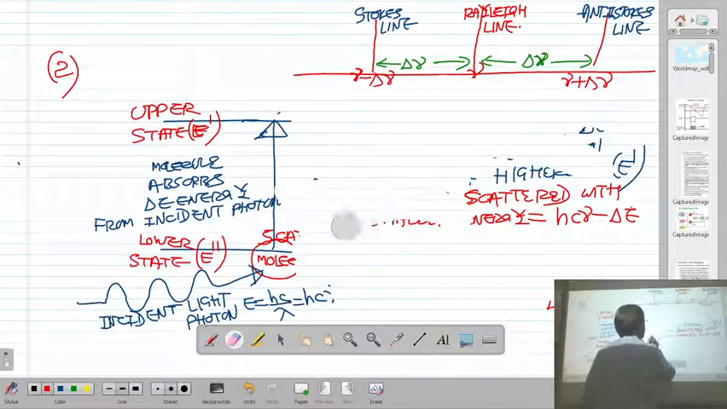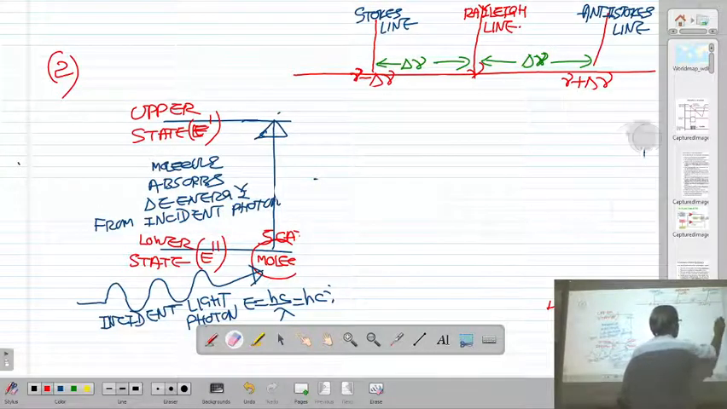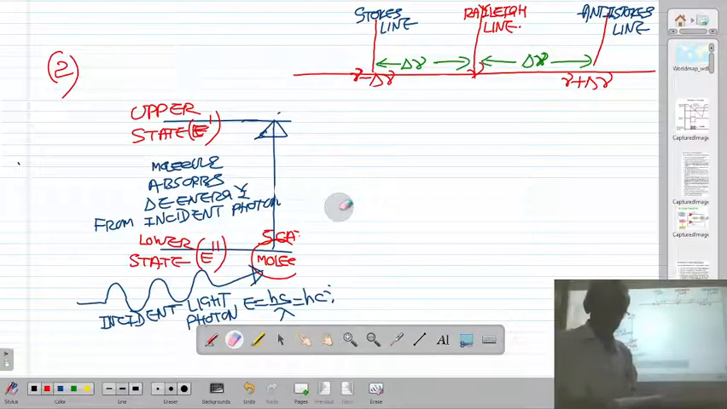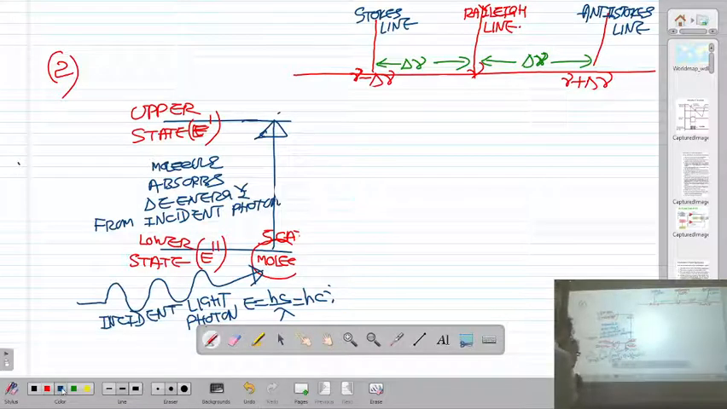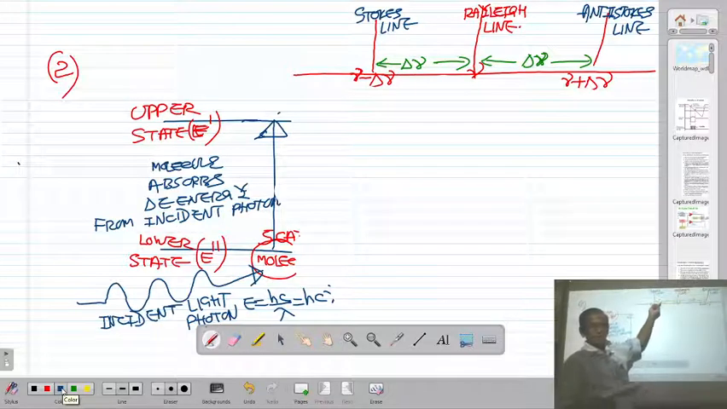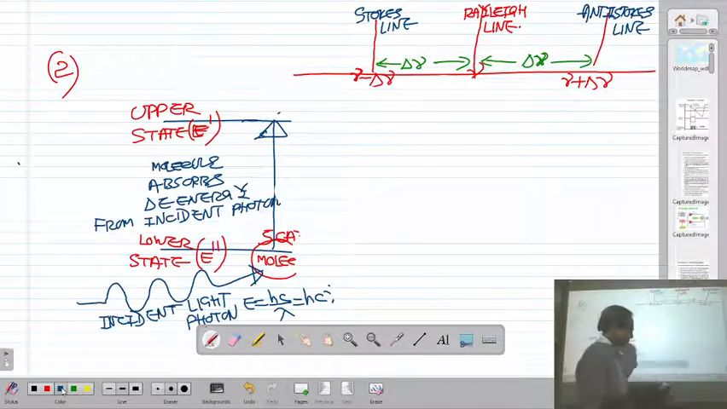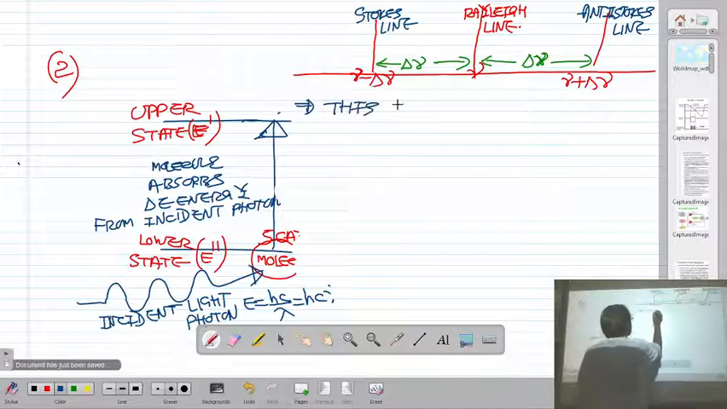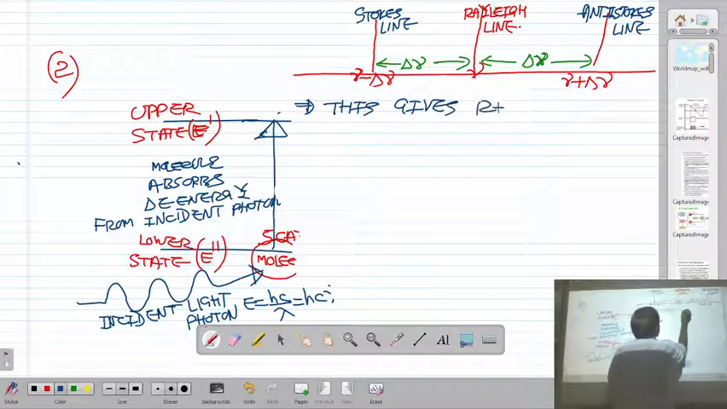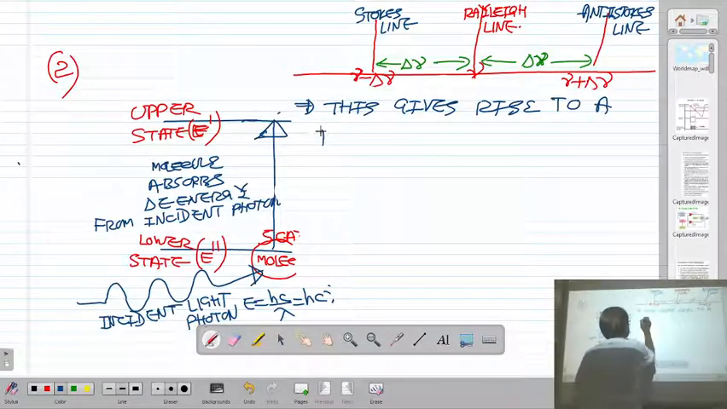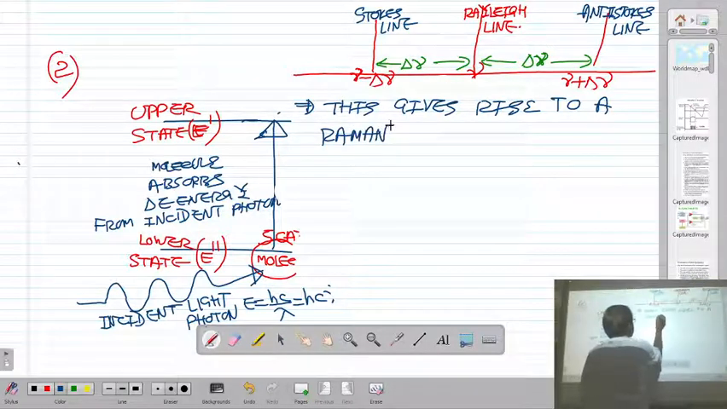If the energy is small, the photon is scattered with a smaller amount of energy, and the wave number is also small. So due to this scattered photon, we will get a Raman line whose frequency is less and wave number is less, which is known as the Stokes Raman line. This gives rise to a Raman line.